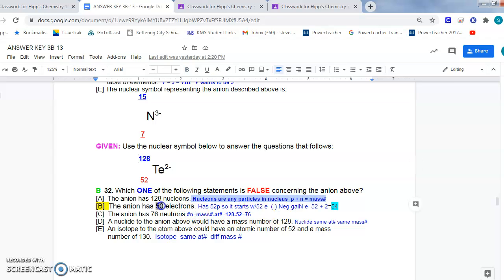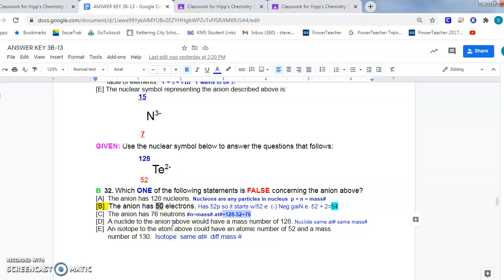The anion has 50 electrons. Hold on, it has 52 protons. If it has 52 protons and it's 2 minus, it means there's 2 more negatives than positives. So it would have 54 electrons, not 50. The anion has 76 neutrons. Well, here's our mass number. Here's our atomic number. 128 minus 52 would give us our number of neutrons, which is 76.